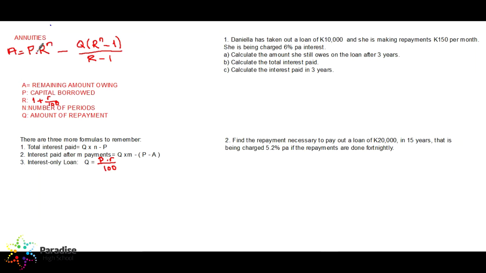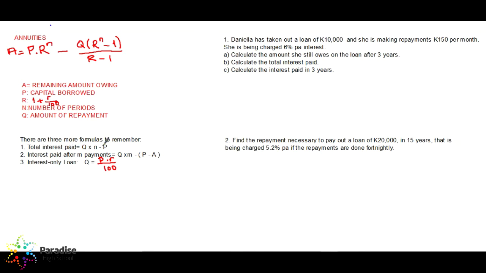P is the capital debt you borrow. R is the rate. But be careful, R is equal to 1 plus the rate over 100, 1 plus the rate that is given to you. N is the number of periods, and Q is the amount of repayment. There are three more formulas to remember about annuities. Total interest paid: this is when you repay the whole loan, how much altogether you paid.